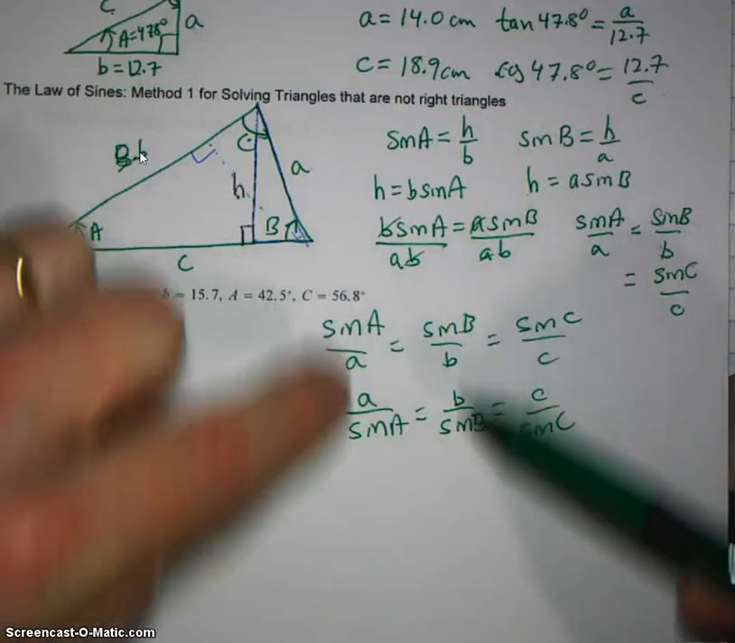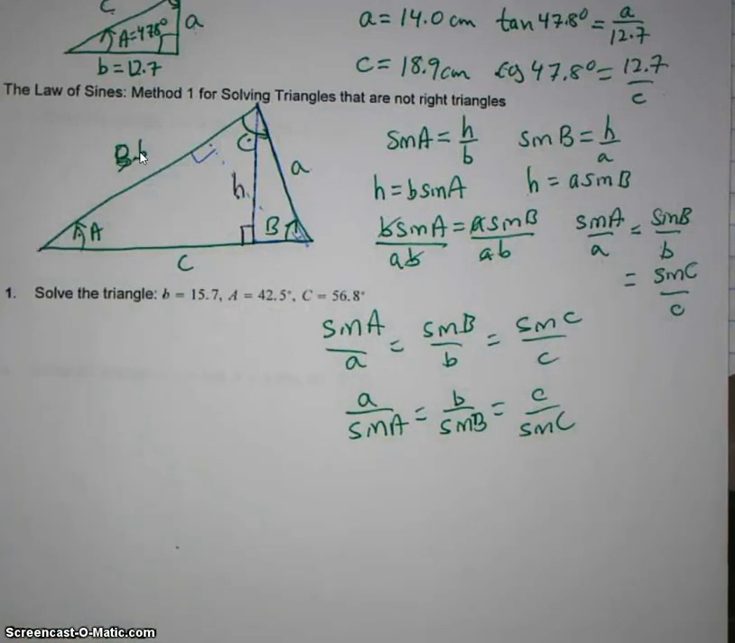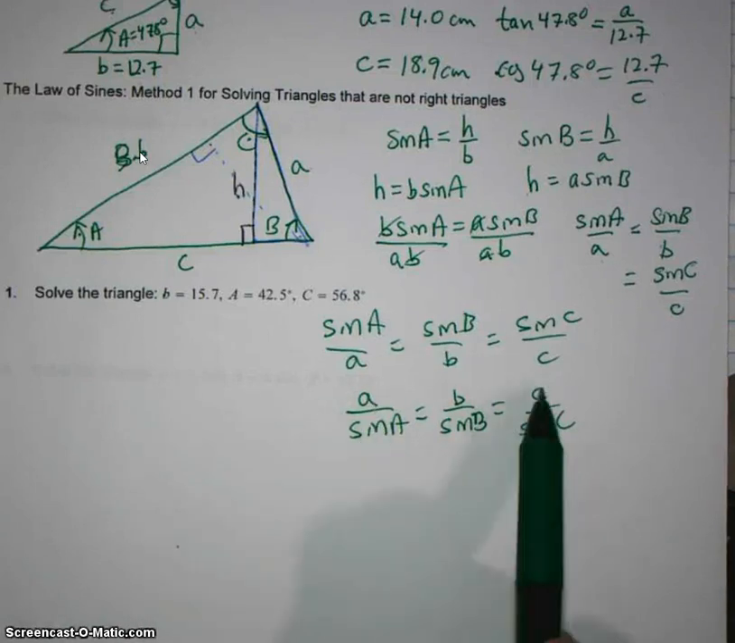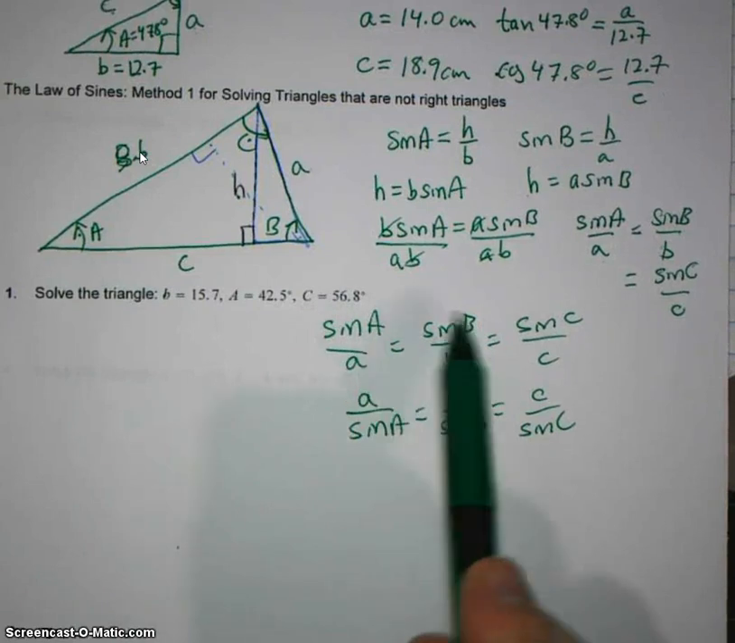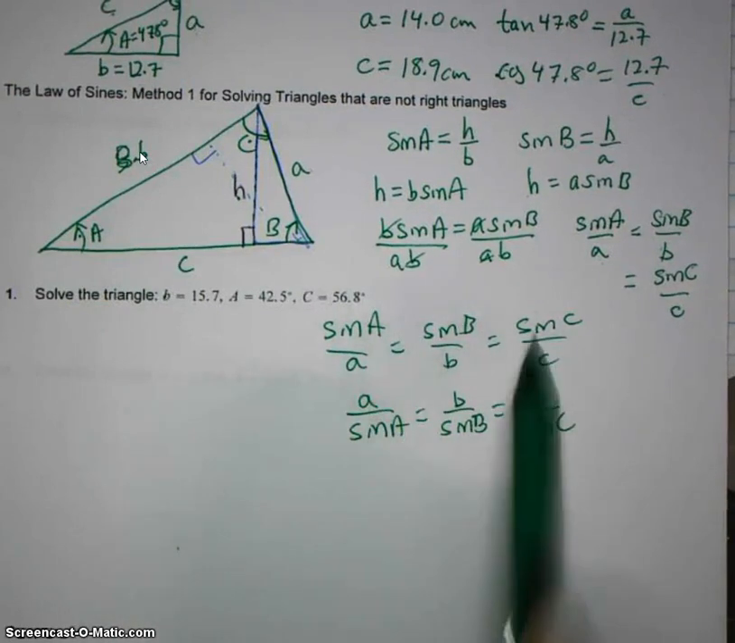So it's nice to have these both ways. The way I tend to use it is if I'm looking for a little letter, a, b, or c, I use these because I like to have those on top. If I'm looking for a big letter, A, B, or C, I use it this way because I like to have the big letters on top.